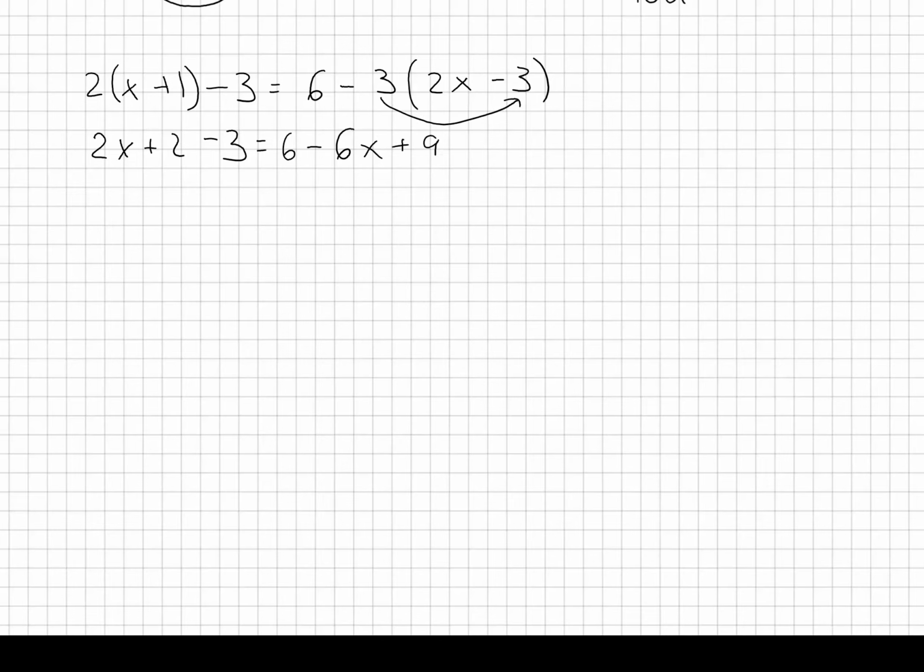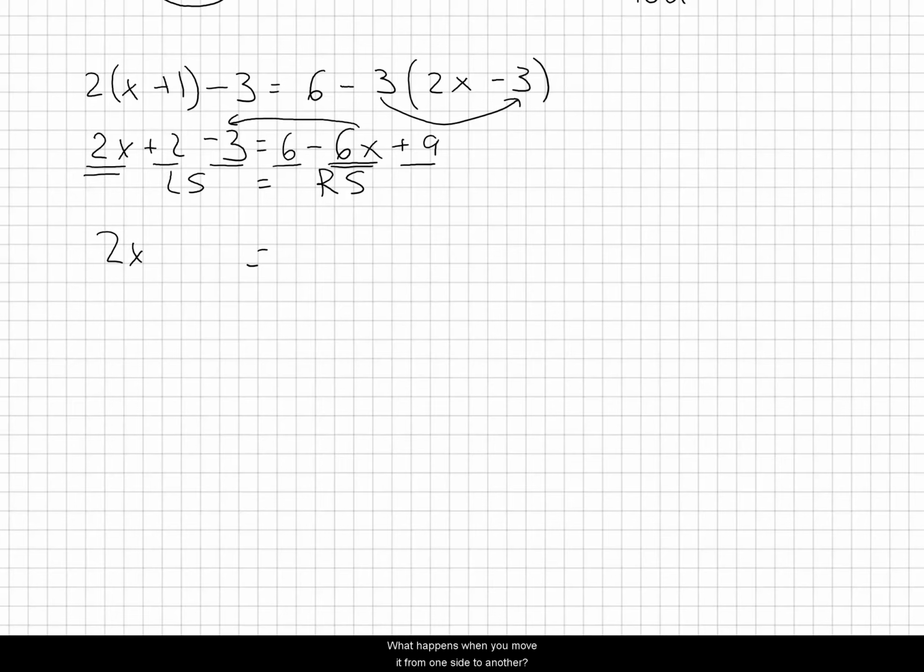plus 9. Now let's separate the terms that have x on the left side and the other ones on the right side. How many terms do we have? You're right. 1, 2, 3, 4, 5, 6. Out of these 6 terms, how many of them have x? 2. 2x is already on the left side, so I'll keep it here, while -6x is on the right side, so I'll have to move it here.